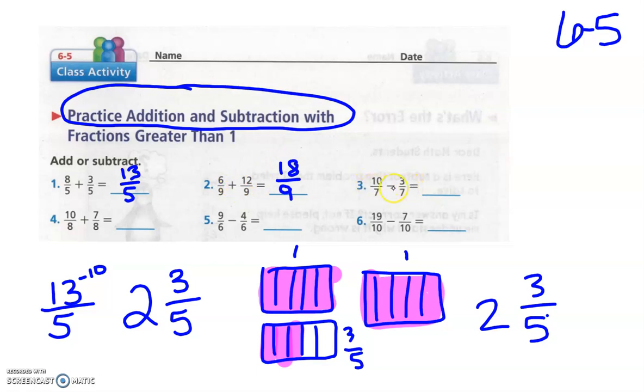On number 3, this time it wants me to subtract. So my denominator, again, of 7ths is going to stay the same. 10 minus 3 is 7. Well, that could be easily switched, but I'll leave it. And then on number 4, we are back to addition. My denominator is going to stay the same, and then 10 plus 7 is 17. On number 5, this is a subtraction problem. My denominator stays the same. 9 minus 4 is 5. That's supposed to be a 5. And then on number 6, we've got tenths as my denominator. This is a subtraction problem, and 19 minus 7 is 12.